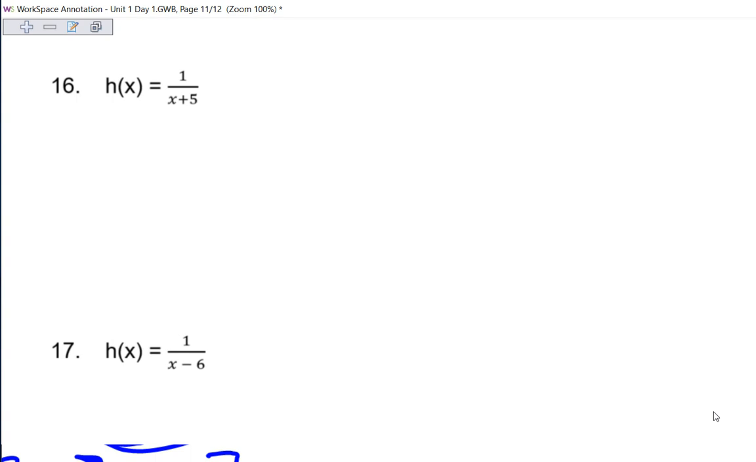16 and 17. What types of functions are these? The parent would be y equals 1 over x, which is rational. Remember the parent function? Let me just sketch the parent function. The parent function looks something like this. It has a vertical asymptote at the y-axis. It has a horizontal asymptote through the x-axis.